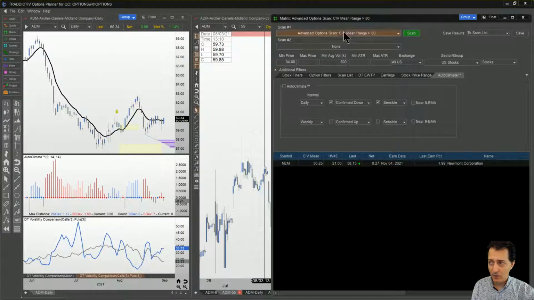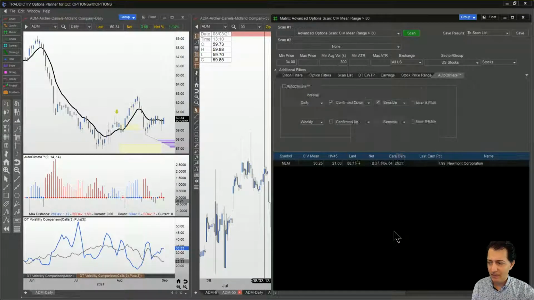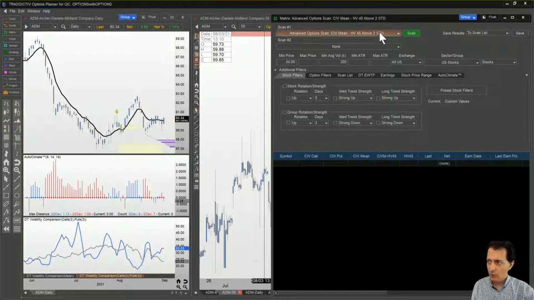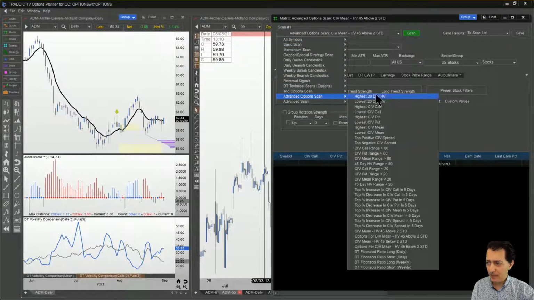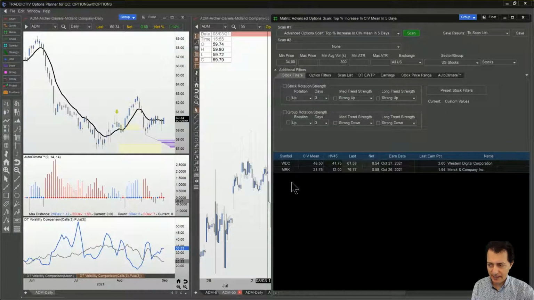First, as I said before, change the CIV mean greater than 80 to be CIV mean minus historic volatility above 2 standard deviation. And this may create a different list, which may have more symbols or may have less symbols, in this case less. You can also look at advanced option scans and look at greatest increase in the last 5 days, and these may create a list with more symbols or less. In this case, 2 new symbols. Okay, so you see, we have ways to, still being very picky, find stocks with extreme conditions of volatility.